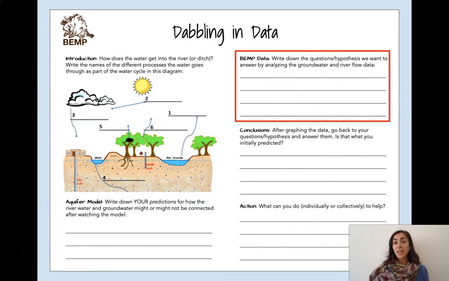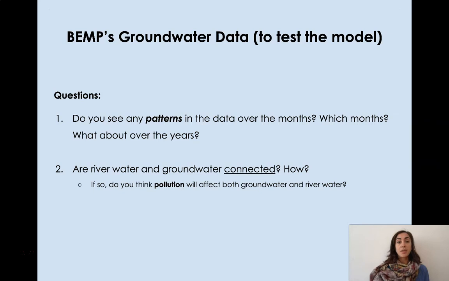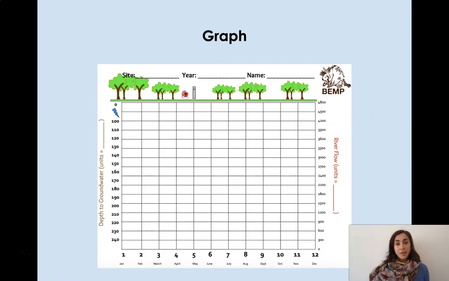So what we're going to do is write down these questions in our datasheet. We have a section here that talks about the BEMP data, and it asks you to write down the questions or hypotheses that we want to answer by analyzing our BEMP groundwater and river flow data. I will give you a couple of minutes to write down these questions, and we'll go back to look at the actual data.